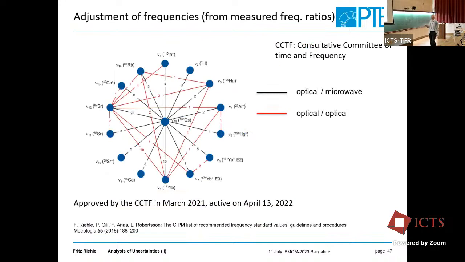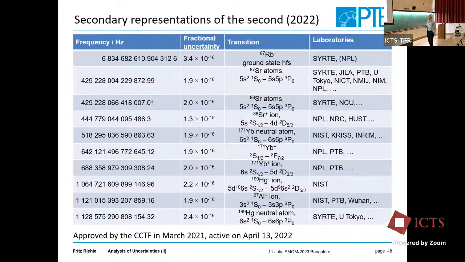And how can we get confidence? So every now and then we use all the measurements and get a list of frequencies that is then approved by the CCTF, last time in 2022, and then you come up with frequencies for so-called secondary representations of the second, with uncertainties in the order of 10 to minus 16 or so. So that is what you can do if you do a measurement compared to this.